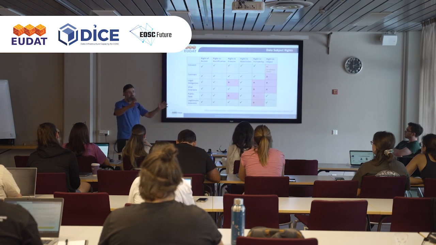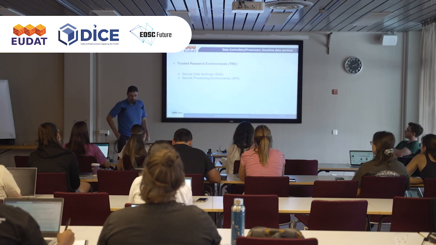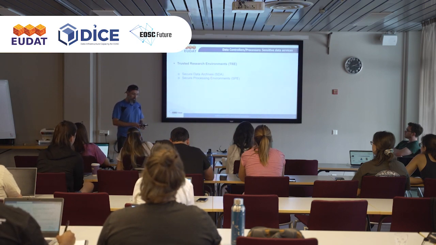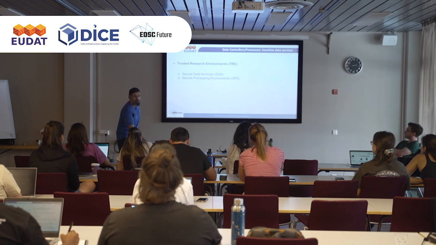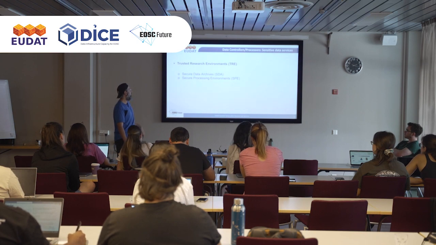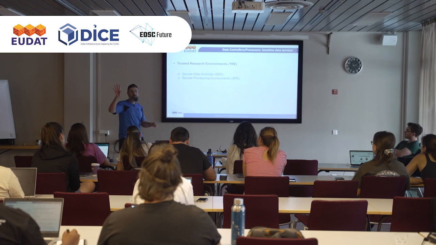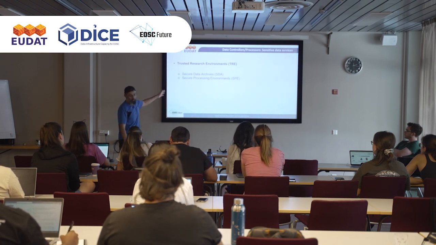So this is a very tiny introduction about data protection. Of course, you can take a course on this, but these are the main important pieces of information. Then, for the data controllers and data processors, there are types of trusted research environments, including secure data archives where the data lives, and secure processing environments. Those are the data processors who process the data.